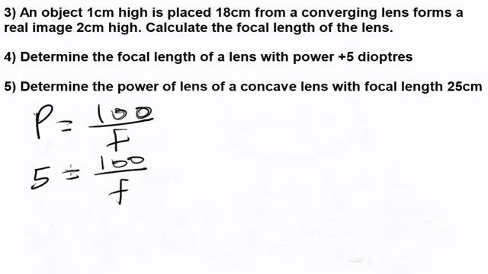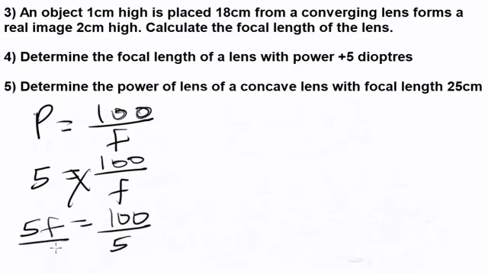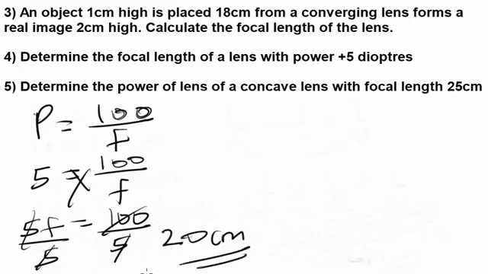So to get the focal length, cross multiply. So we're going to have 5f equals 100. Divide both sides by 5. So the focal length will be 100 divided by 5, which is going to give us 20 cm. Okay, so that's it for the focal length for question 4.